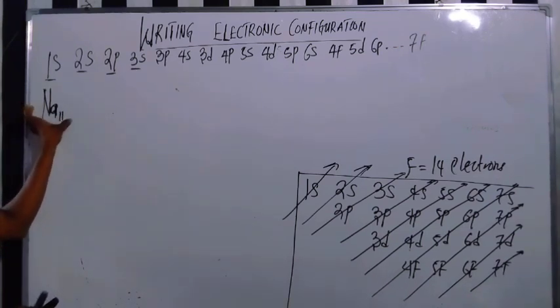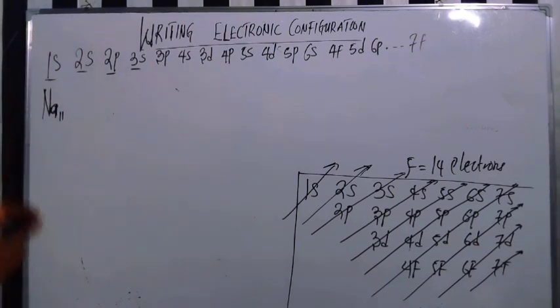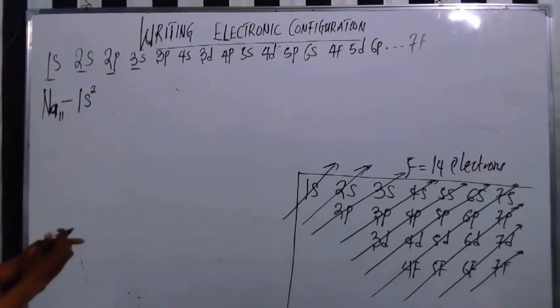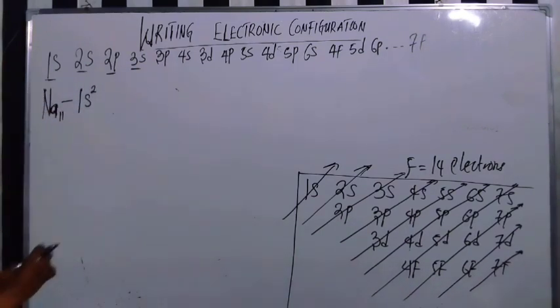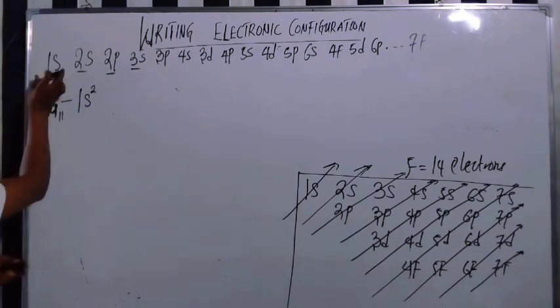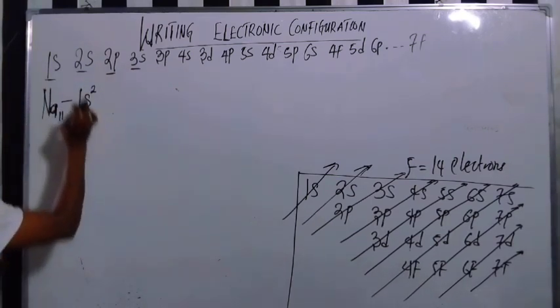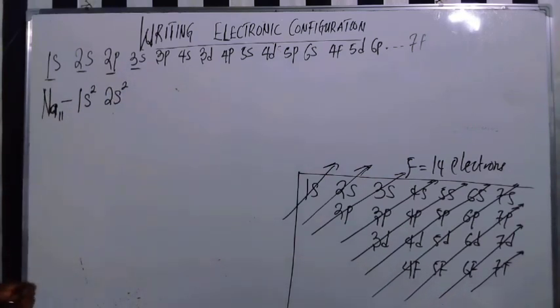Now, let's write the electronic configuration for sodium. You have to start from the first one here, which is 1s2, right? Remember, s can accommodate 2 electrons. Now, what is the next one? The next one is 2s2.